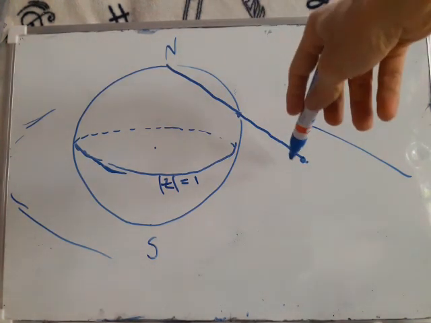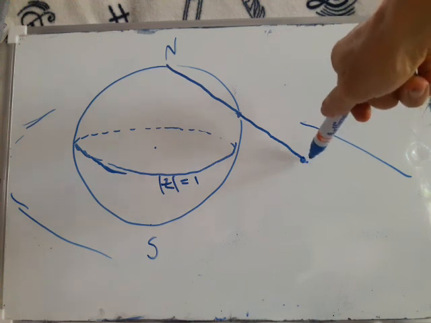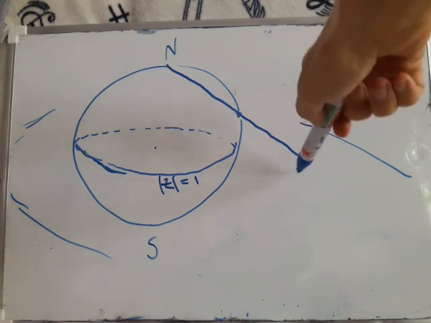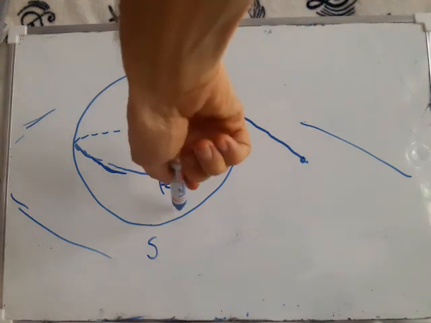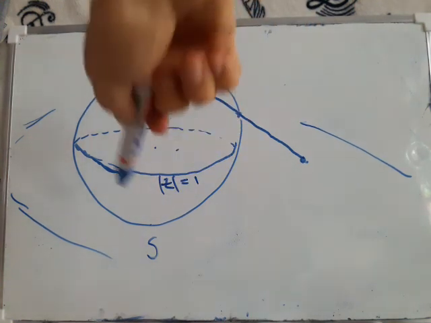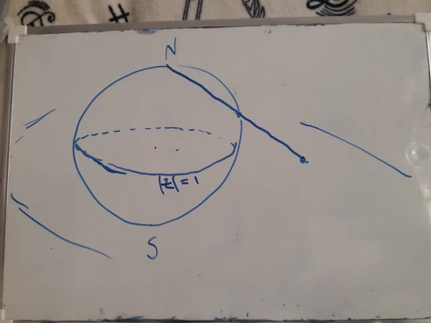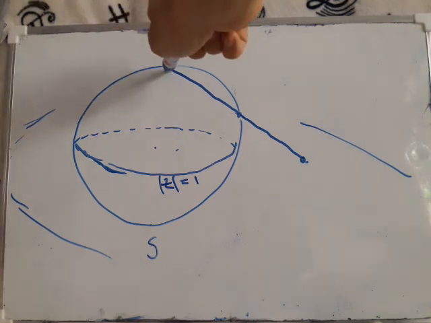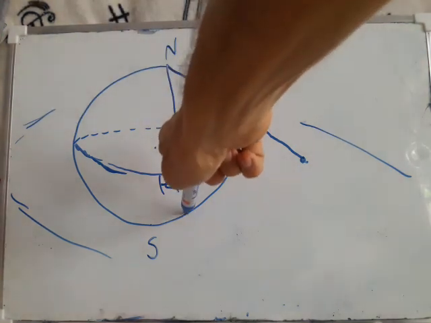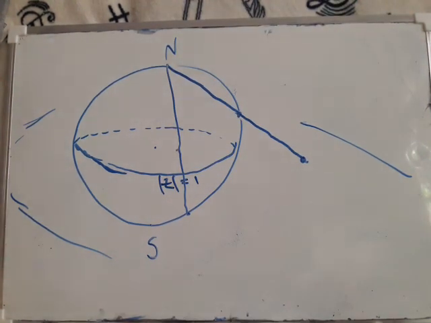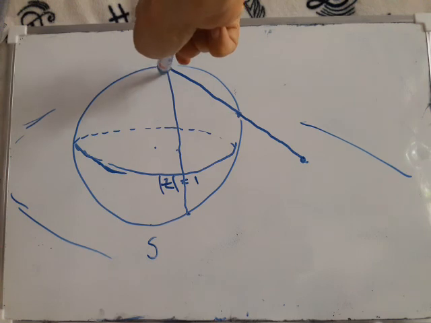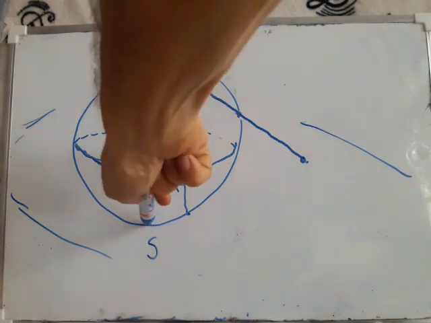So it basically means that any point outside the unit circle gets mapped to the northern hemisphere, and any point inside the unit circle will get mapped to a point in the southern hemisphere. Okay, so that means that the origin gets mapped to the South Pole.